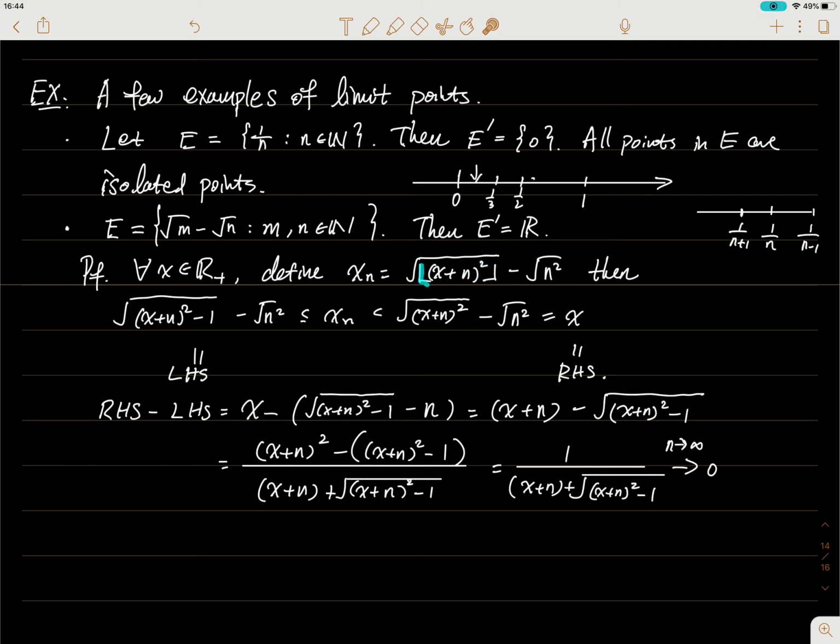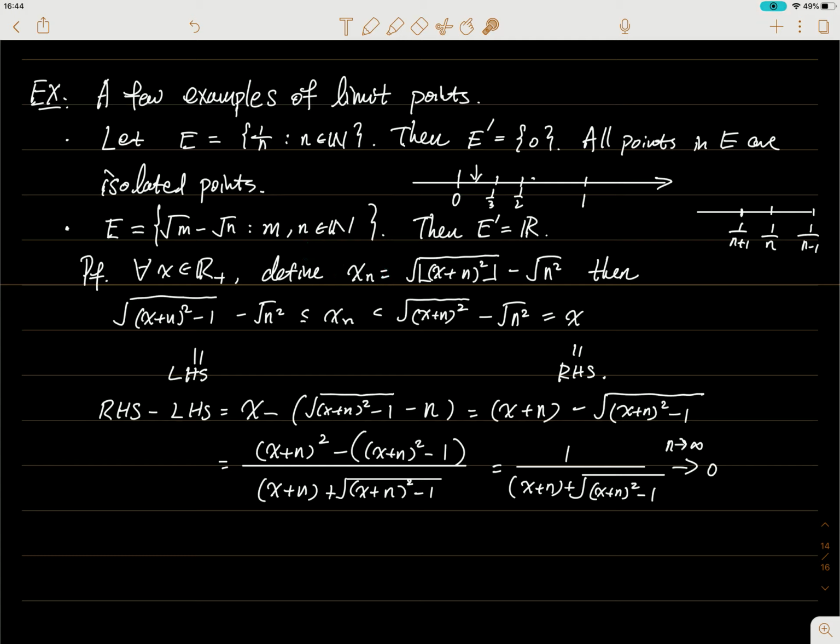So now I have another integer inside the square root, and I take the square root of that. Again, the whole thing doesn't have to be an integer. But this xn will be from the set E, because it is a square root of an integer minus a square root of another integer. So this xn belongs to this set.